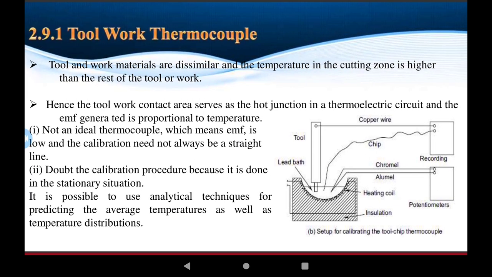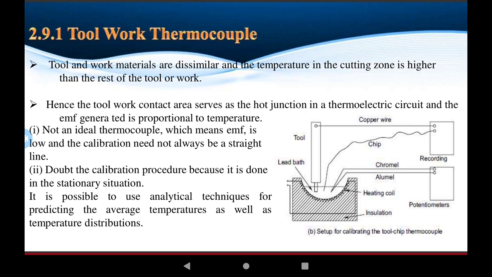Tool-work temperature is also discussed for the continuous contact of the tool and work material. The temperature in the cutting zone is higher than in the rest of the tool and work material. Hence the total work contact area acts as the hot junction of the thermoelectric circuit, which is used in the method of calibrating the tool-chip thermocouples used in the measurement of tool temperature.